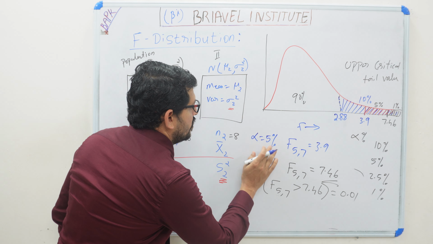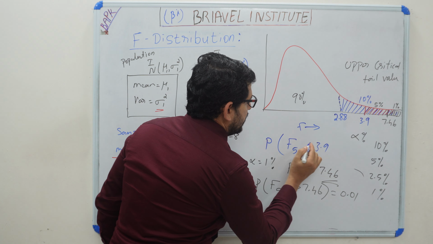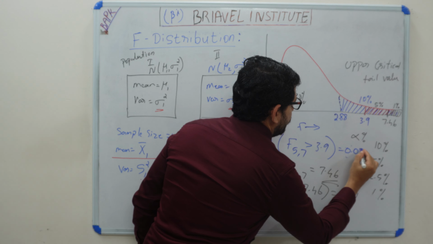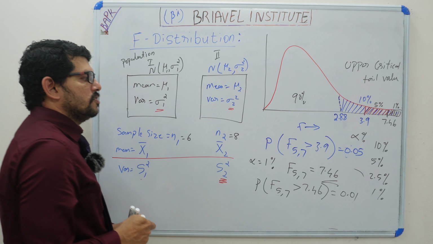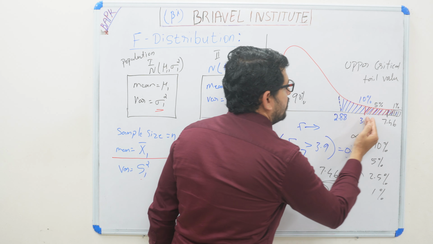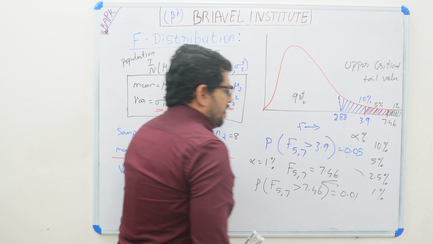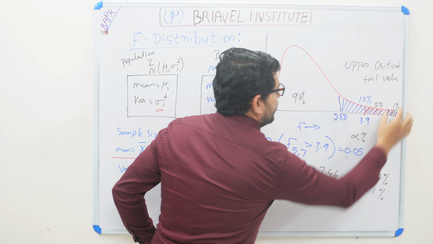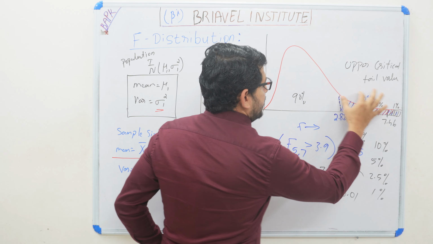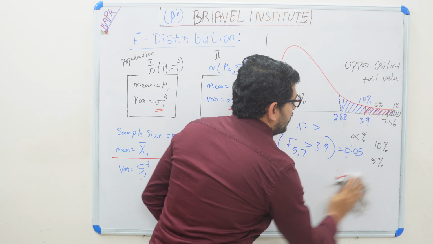How to represent this one? Probability at the 5% level: probability of F5,7 greater than 3.9 is 0.05. Only 5% is significant. So for F values F5,7, this F value is greater than 3.9, we have only the 5%. And F value 7.46 we have only the 1%, and F value 2.88 we have 10%. So those are the F values. We are just explaining about the value of F.